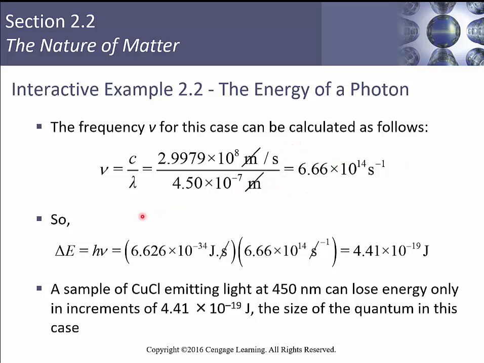Next, once we've got this, we're going to plug it into our equation for the energy. So our energy is equal to h times nu. So take our Planck's constant, 6.6 times 10 to the minus 34, multiply it by this number we just got, 6.6 times 10 to the 14th per second. Our seconds cancel out. We end up with 4.4 times 10 to the minus 19 joules. And this is a good order of magnitude for the energy of a visible photon, minus 19, minus 18. So a sample of copper chloride emitting light at 450 nanometers can lose energy only in increments of 4.4 times 10 to the minus 19 joules, the size of the quantum in this case.